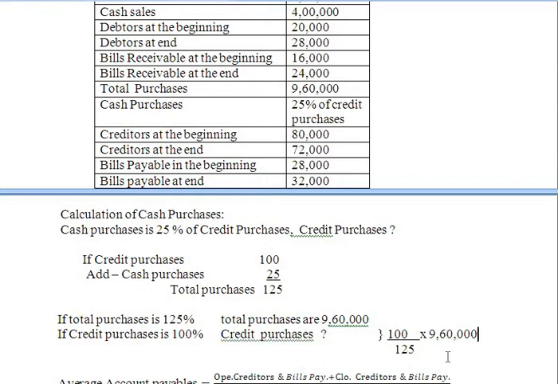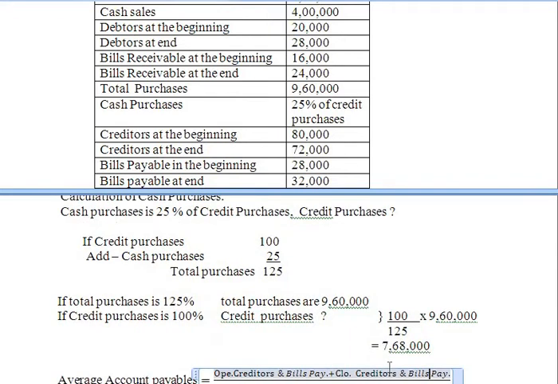We'll write here in the next line, 7,68,000. So how much is credit purchases? 7,68,000. Understood? 100 divided by 125% into 9,60,000 is equal to 7,68,000. This is the amount of credit purchases. Now with the help of total purchases and credit purchases, we can find out the amount of cash purchases.